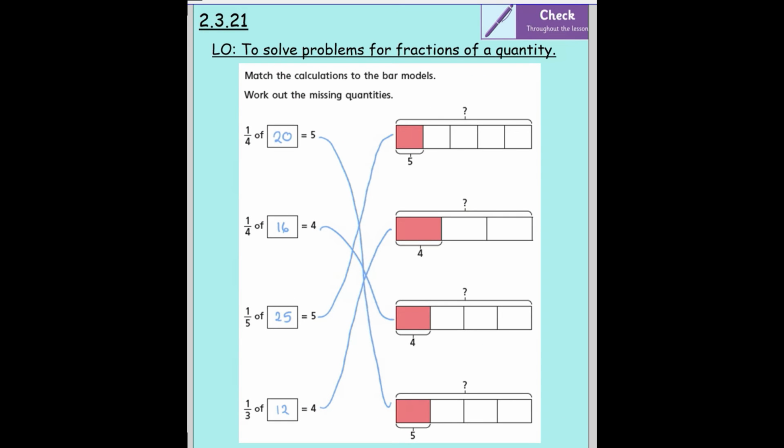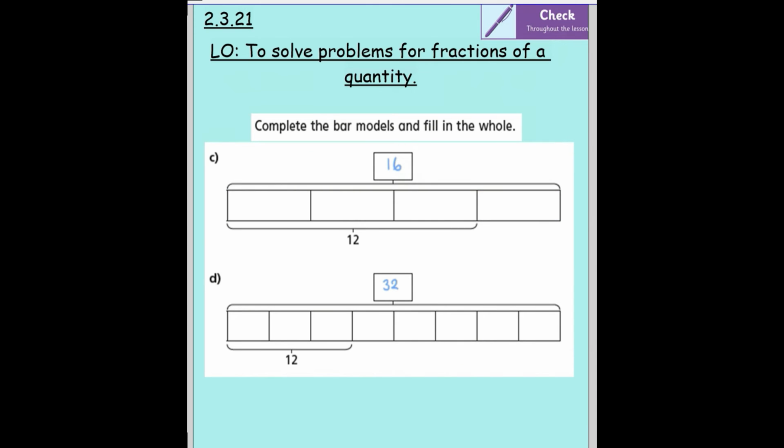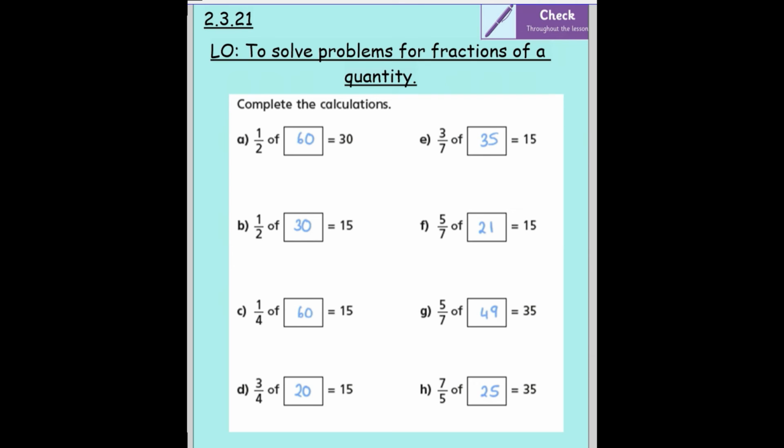Well done on the work today. Now it's your turn to check the work. Here are the matching calculations to the bar models. 1/4 of 20 is 5, 1/4 of 16 is 4, 1/5 of 25 is 5, and 1/3 of 12 is 4. Well done. In A, the missing quantity is 48. In B, the missing quantity is 24. In C, the missing quantity is 16. And in D, the missing quantity is 32. Here are the answers to the next set of questions. Pause the video and mark your work.